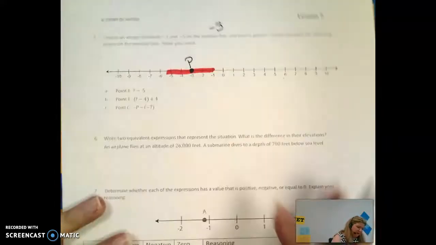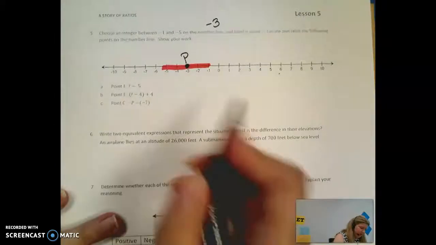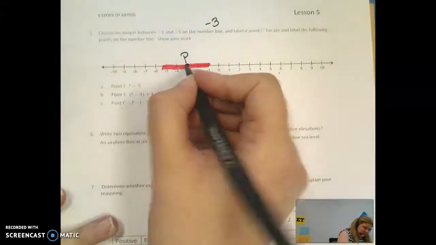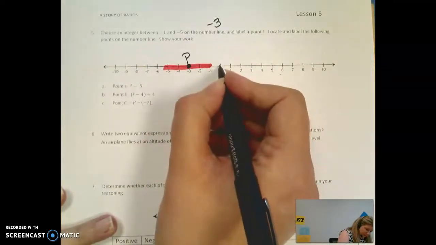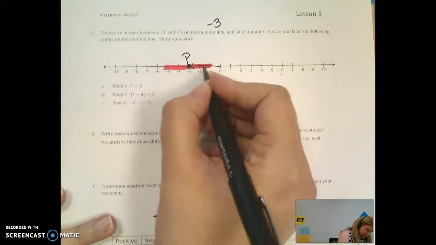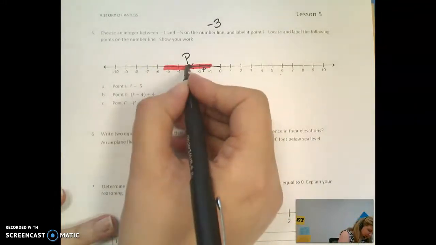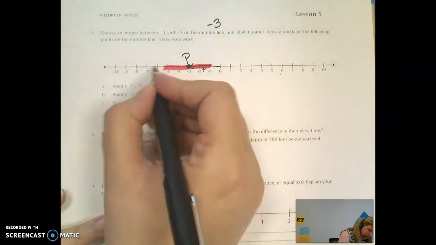Locate and label the following points on the number line. P minus 5. So here's P. From 0, I would go to P. Okay, and then minus 5, so left 5 more. 1, 2, 3, 4, 5.